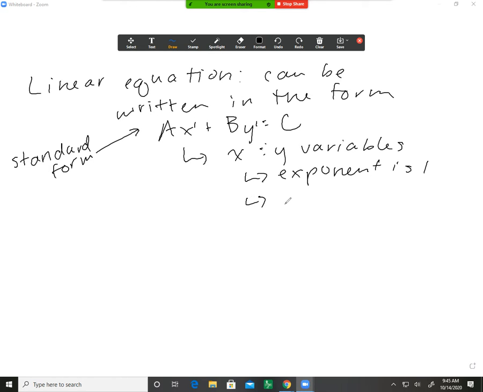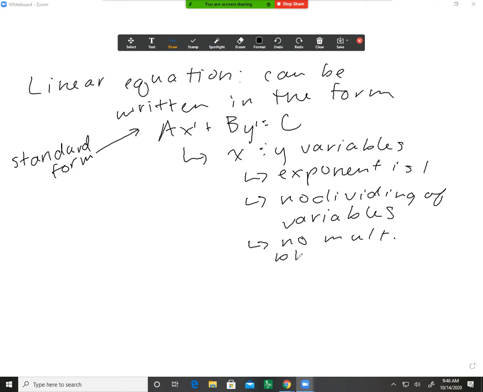There's one more thing. In a linear equation, there is no dividing of variables. You're never going to have something divided by x or something divided by y. And there is no multiplication between variables. So you won't have x times y or y times x or anything else. Sorry for my handwriting. So x and y are our variables. They're going to change, things we need to solve for.